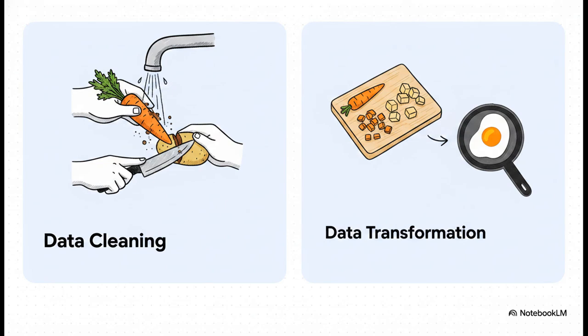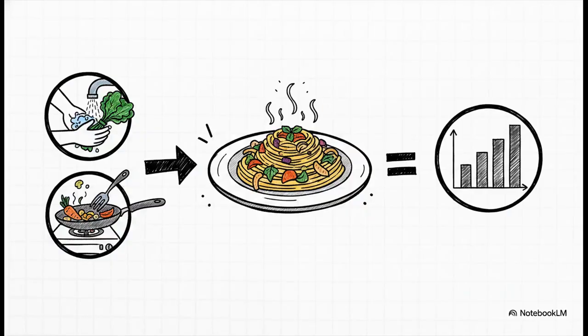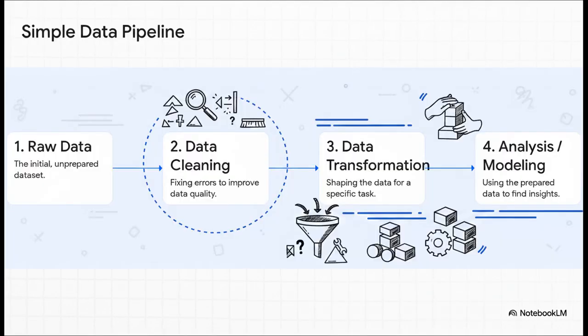Here's a great way to think about it, a cooking analogy. Data cleaning is like washing your vegetables. And transformation, that's the chopping and cooking. You gotta have both to make a great dish. So in a normal workflow, cleaning almost always comes first. You fix the data, then you shape it.